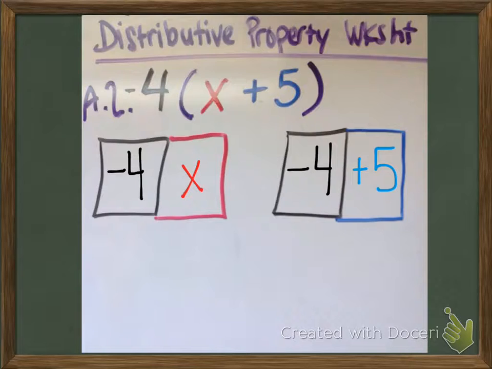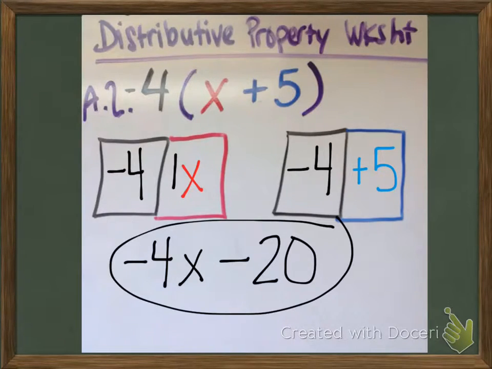Now solve it by multiplying. Negative 4 times the 1x is a negative 4, and keep the x. Negative 4 times a positive 5, you have a negative times a positive, so it will be a negative, and then 4 times 5 is 20. Your answer is negative 4x minus 20.